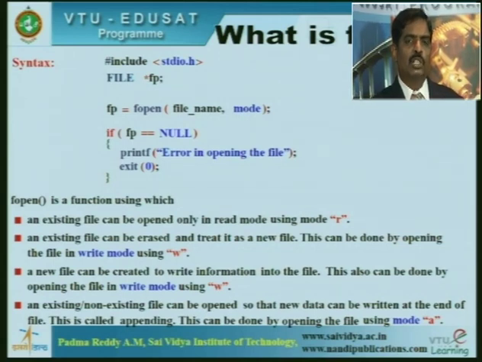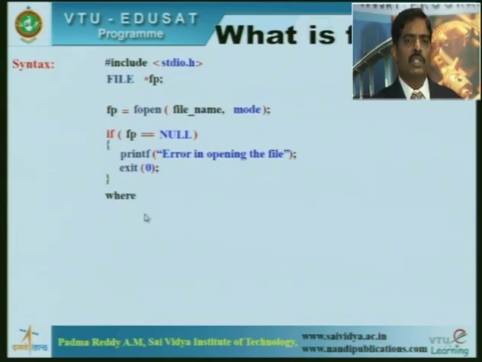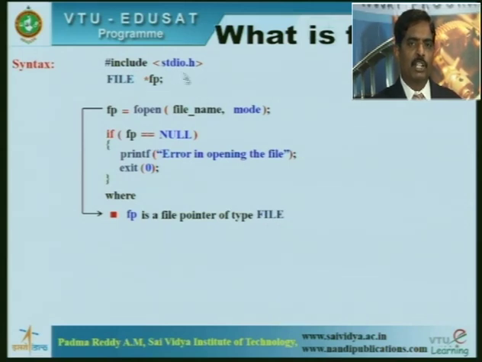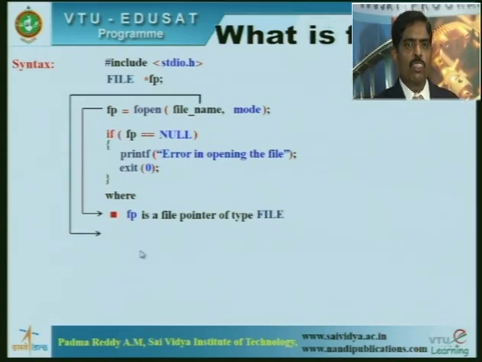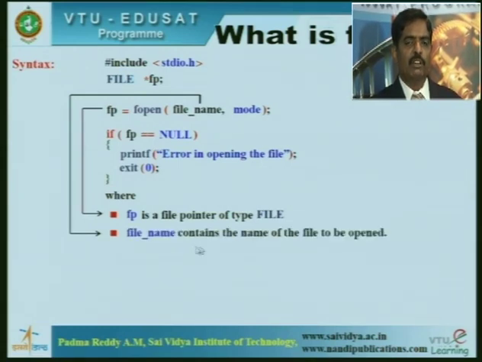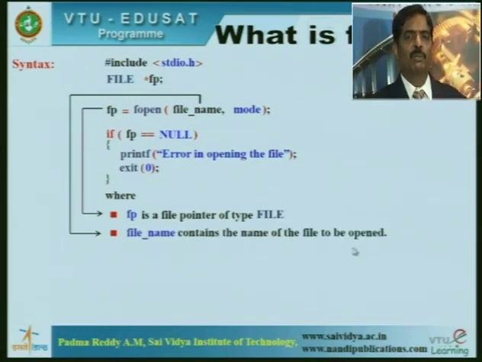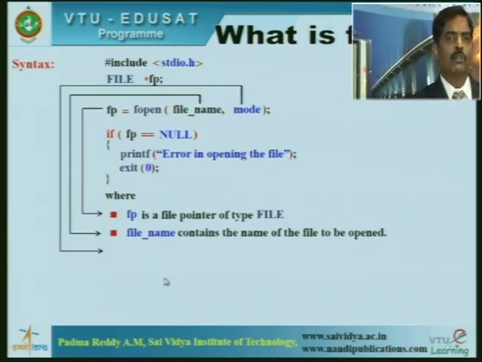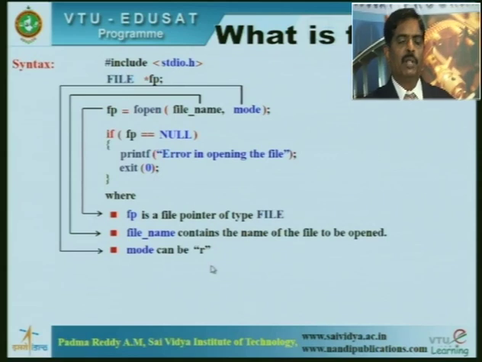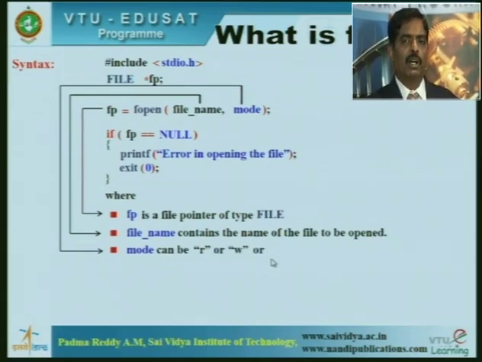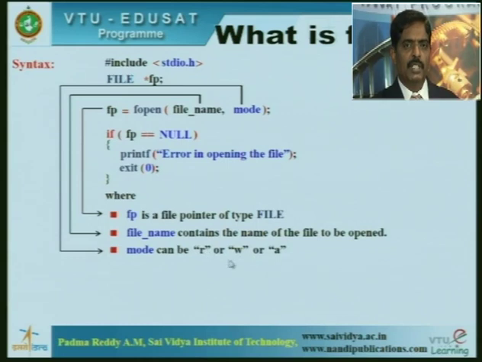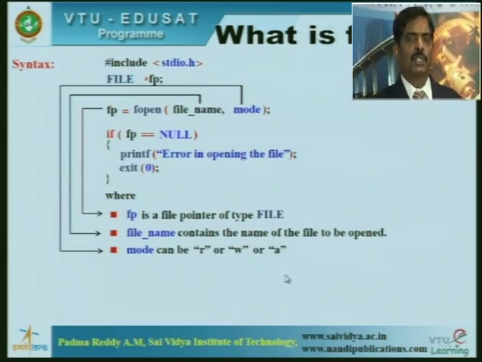Now we know what is fopen and how to use it. Now let me see here. What can you tell me? What is fp? fp is a file pointer of type capital FILE. It is defined in stdio.h. It is a structure. The second one is the file name. File name contains the name of the file to be opened. And the third one is mode. Mode can be either R, W, or A, or R plus, W plus, or A plus also.